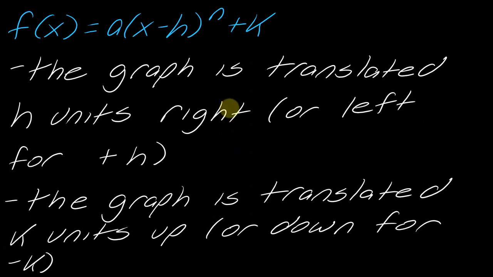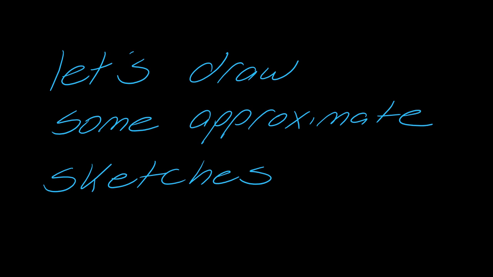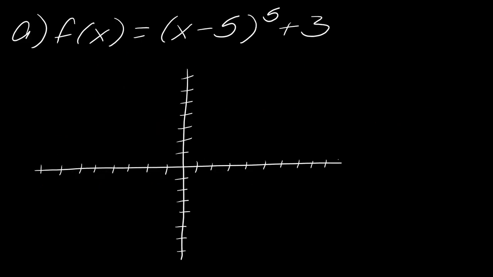Okay, now the plus k, what does that mean? That means that you're going k units up, and if it's minus k, then you're going down k units. So all of that works the same. What I want to do is draw some really approximate sketches just to highlight how these translations work. I feel like this is something that we're already familiar with.